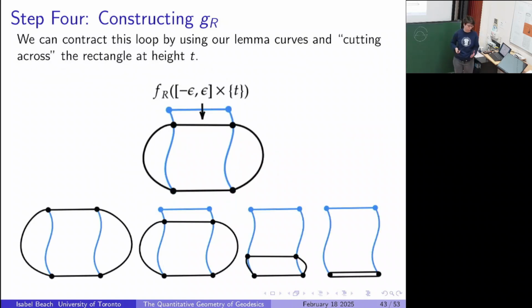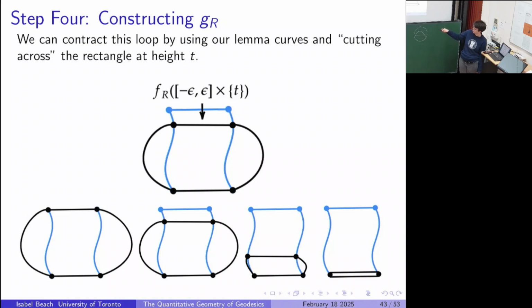So we do so using the curves from our lemma, and also using these horizontal guys. So I picked epsilon so that all of these horizontal curves have some bounded length at most delta, where I pick delta as small as I want. So we contract the loop essentially by going down a little bit.